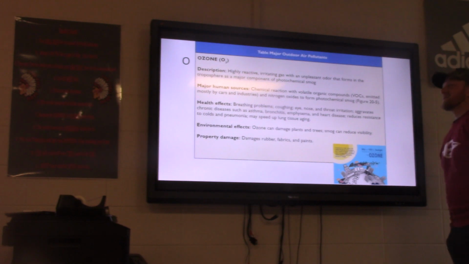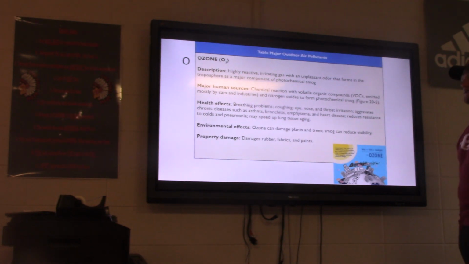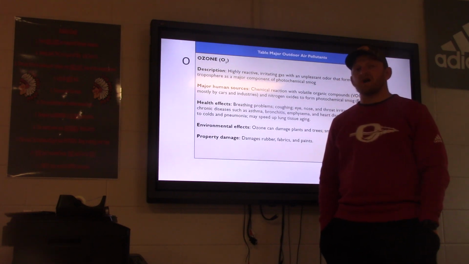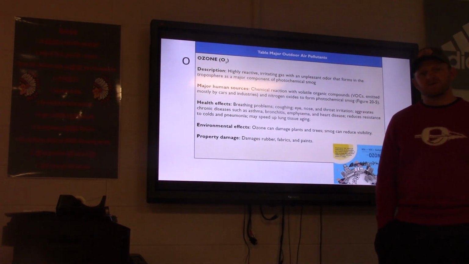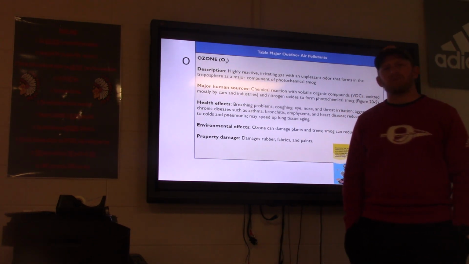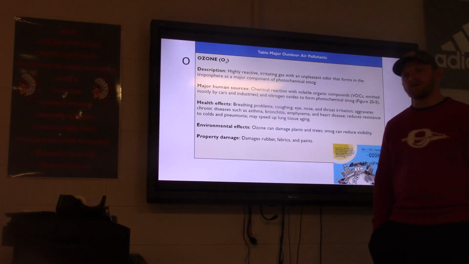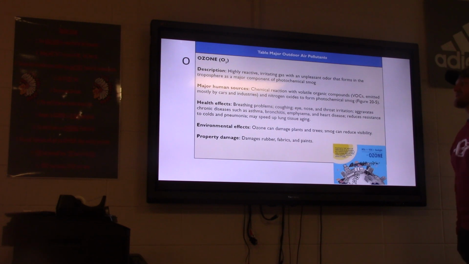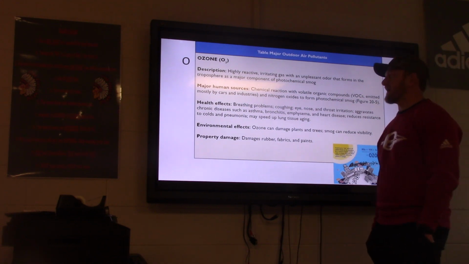We know some different things that can destroy this ozone, but in the past 15 years we've done a much better job because of some of the chemicals we've gotten rid of in production that harm our ozone and break the ozone layer down. So it's a highly reactive, irritating gas with an unpleasant odor that forms in the troposphere as a major component of photochemical smog. So it's in the second layer of our atmosphere.